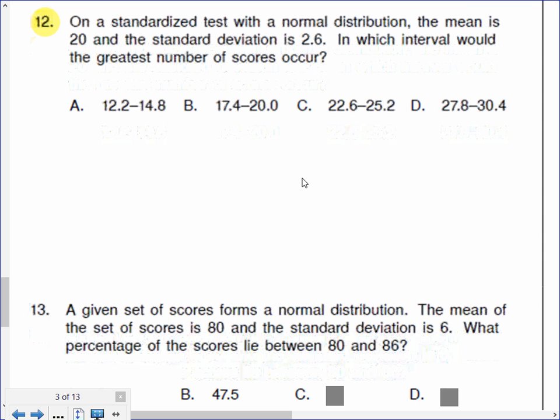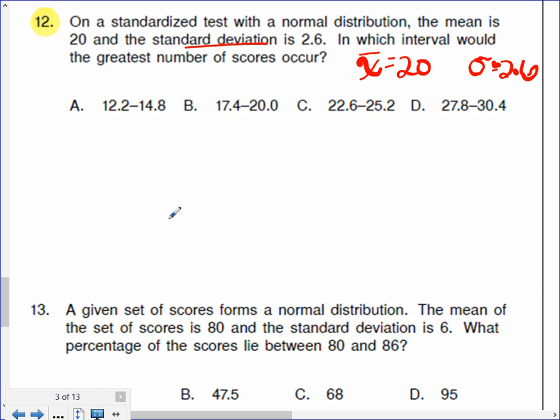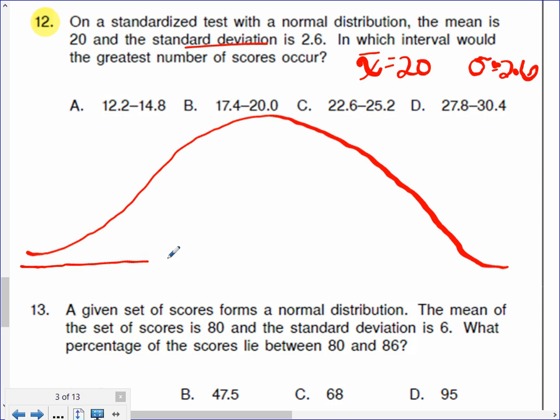Number 12, on a standardized test with a normal distribution, the mean is 20. Standard deviation is 2.6. This one's pretty similar. You can go ahead and label your curve.